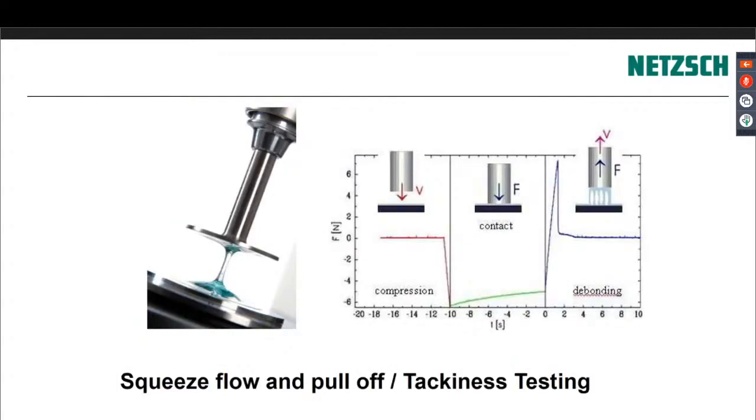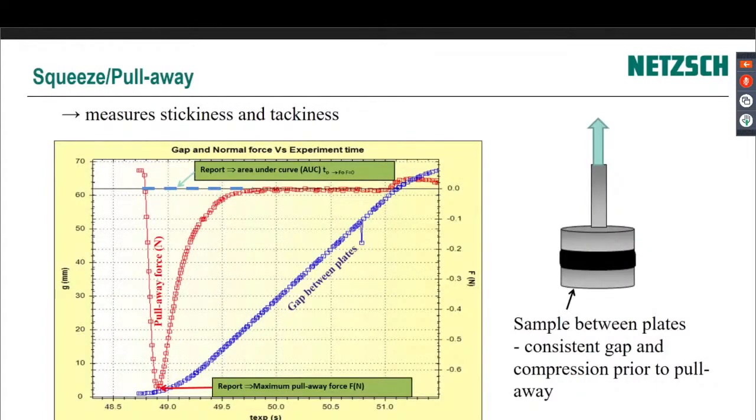Let's say you want to adhere something with caramel, or make a cookie and see how well the cookie sides stick together to the pate in the middle of the cookie. You're going to do some squeeze and pull off testing. And so what we do here is we squeeze down on the sample and we wait a certain time, and then we pull up. And as you pull up, this is the part shown here, the gap opens up, right?